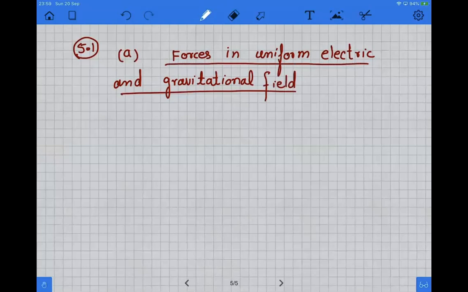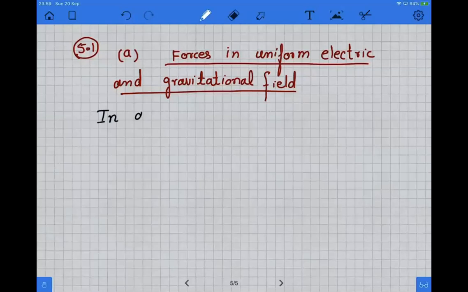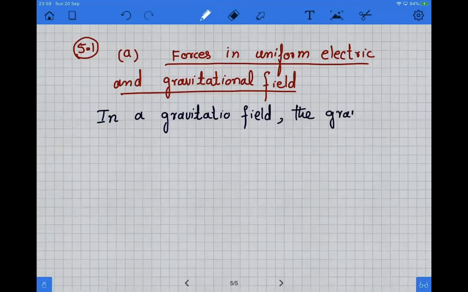So first of all, we must understand that in a gravitational field, the gravitational force is always attractive. It can never be repulsive. The gravitational force is always attractive.